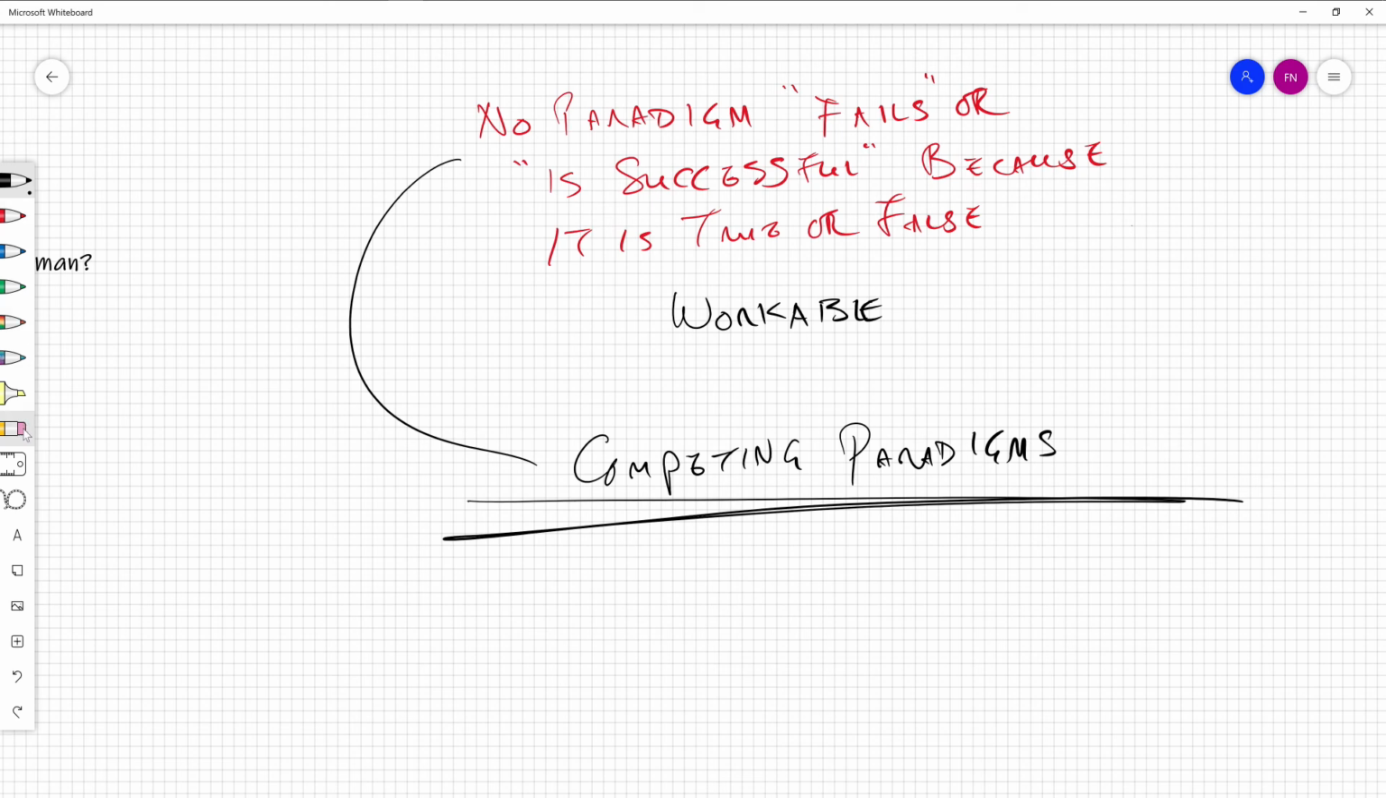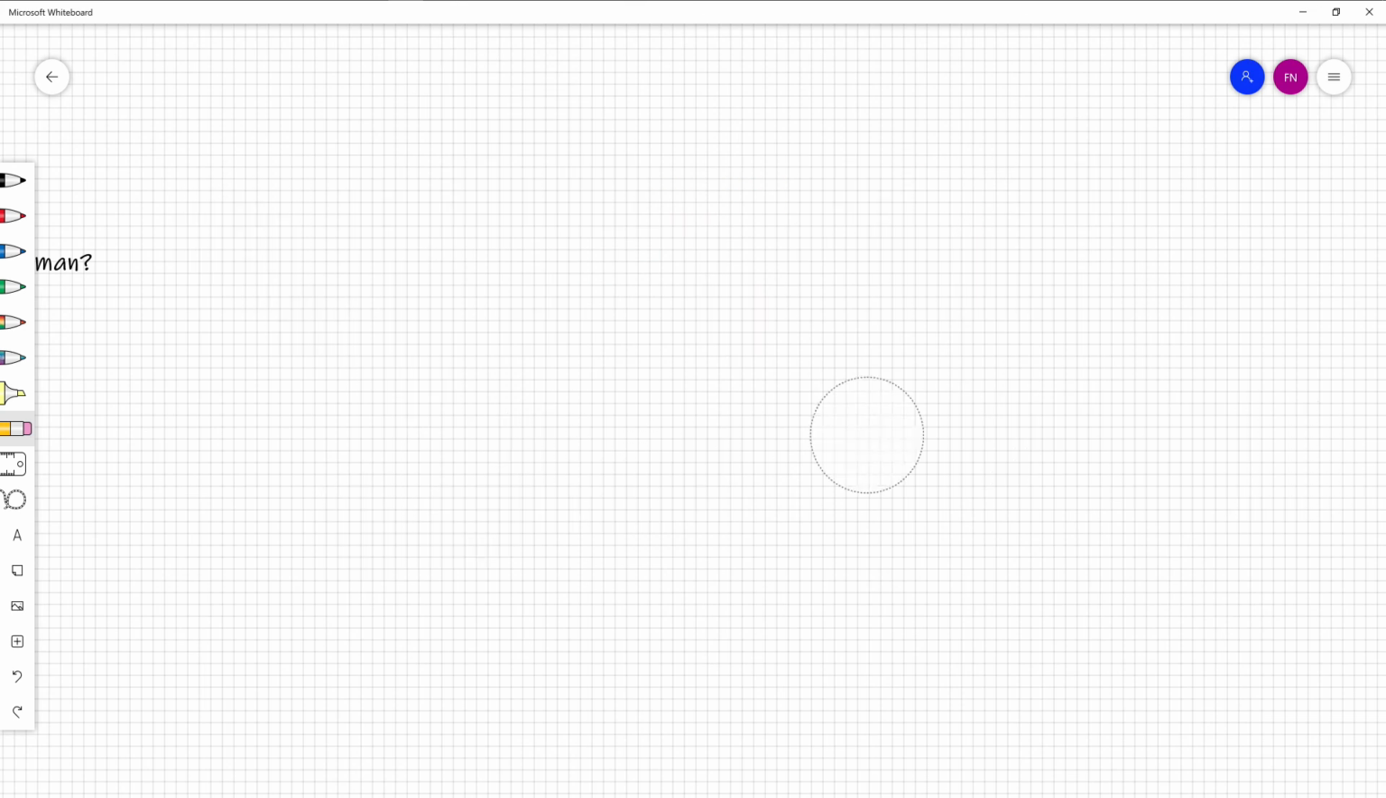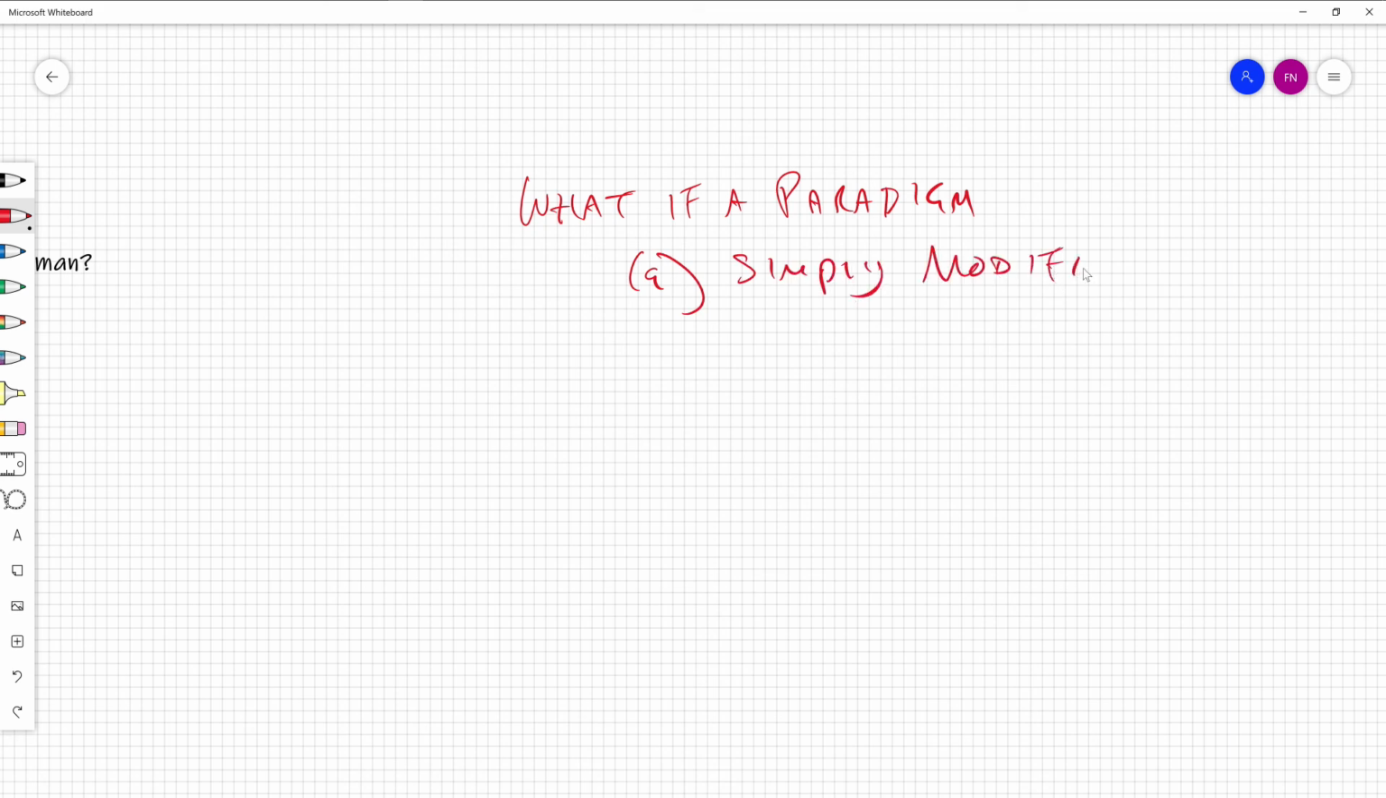What you're going to see as we move forward in part two is that Kuhn failed to account for one major eventuality. And that eventuality is this. What if a paradigm A, simply modifies itself, or B, what if a paradigm simply fails to fall?